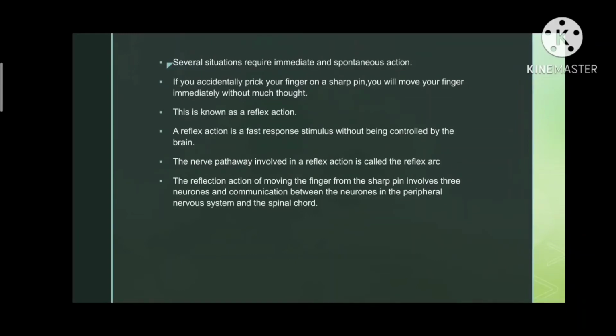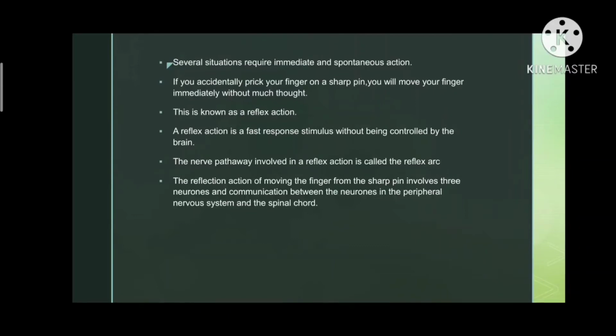Several situations require immediate and spontaneous action. For example, if you accidentally prick your finger on a sharp pin, you will move your finger immediately without much thought. This is known as a reflex action. So what is meant by a reflex action? A reflex action is a fast response to a stimulus without being controlled by the brain.